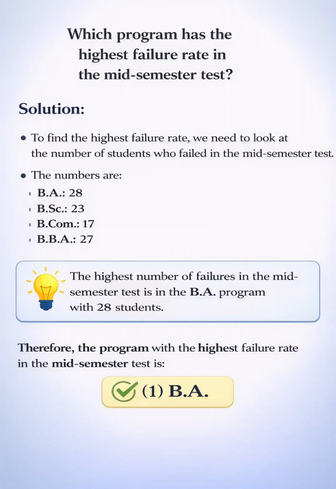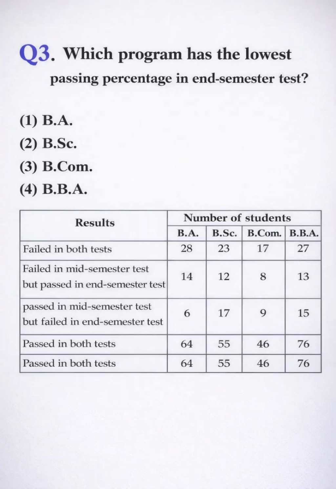Now let's see the next question. Now let's find the end semester passing percentage. End semester pass means students who passed in both tests plus students who failed in mid semester but passed in end semester. So how do we calculate for each program?